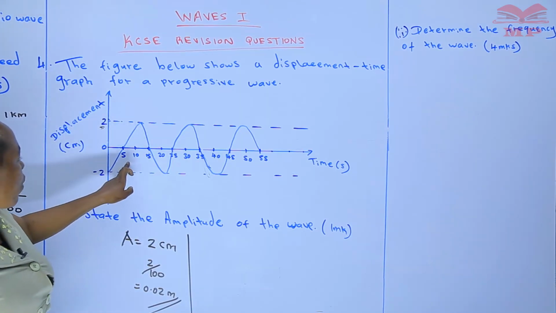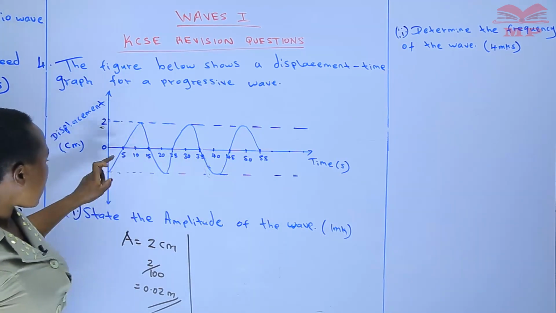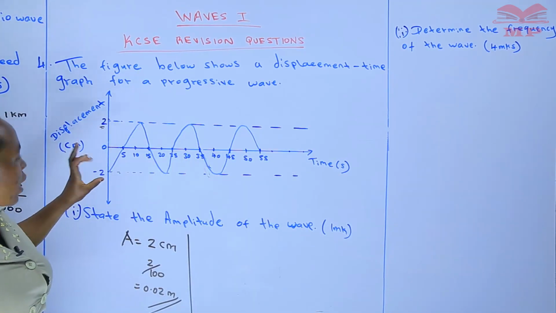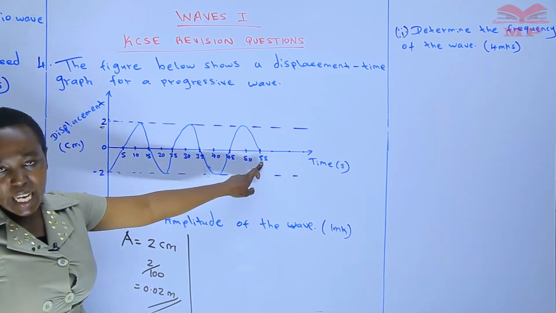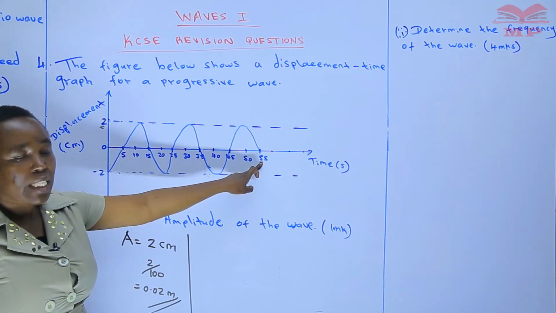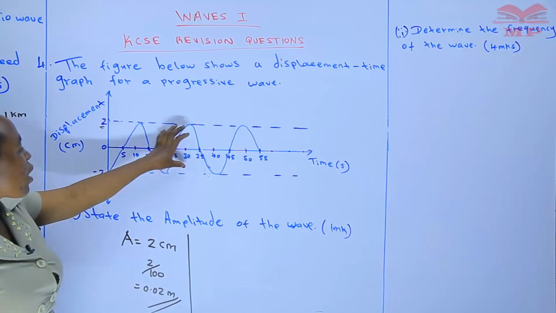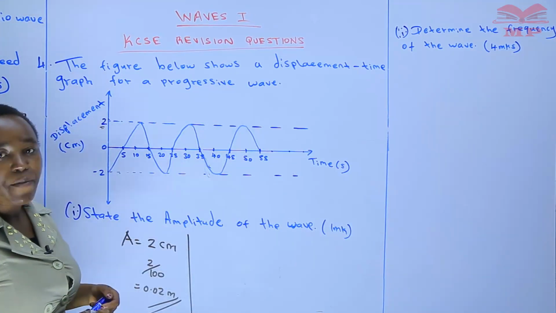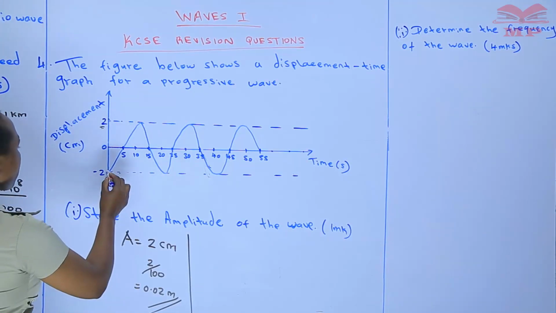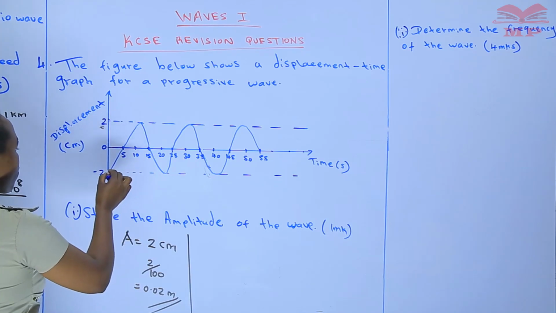So if we look at our time here, there is nowhere we have 1 second. But we can calculate how many oscillations there are in 55 seconds. Then we ask ourselves, what about in 1 second? So we want to calculate the number of complete oscillations in 55 seconds. So we start from here. We don't start here, we start where the wave begins.